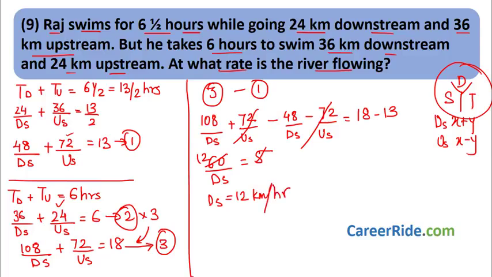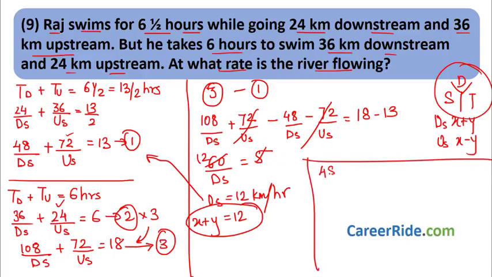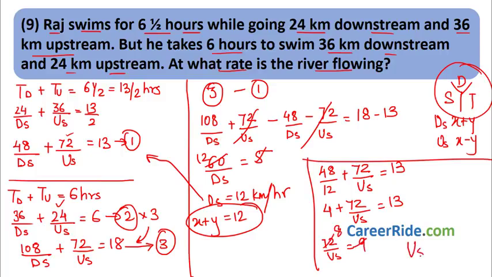But we know what downstream speed is. It is nothing but x plus y. So x plus y is 12. Keep it like this. Now put the value of downstream speed, that is ds, into equation 1, 2 or 3. Any one is fine. So let us put it into equation number 1. We get 48 divided by 12, that is ds, plus 72 divided by us, that is upstream speed, equal to 13. So we get 4 plus 72 divided by upstream speed equal to 13. So 72 upon upstream speed equal to 13 minus 4, which is 9. 9 into 8 is 72. So upstream speed is 8 kilometers per hour.